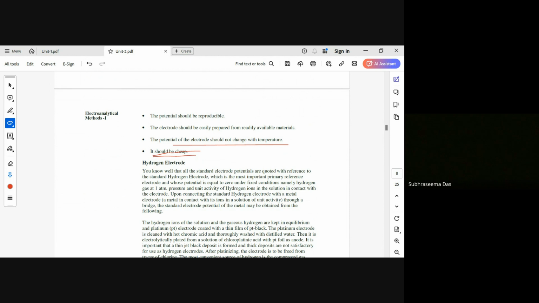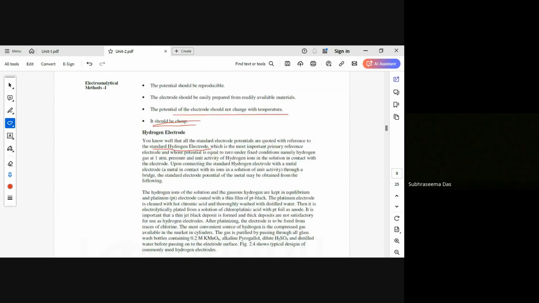Now, one very common reference or standard electrode that we all know is the standard hydrogen electrode, or we call it the SHE. This is the most important primary reference electrode, and the potential is equal to zero under fixed conditions, like at 1 atm pressure and unit activity of hydrogen. So this is why the SHE has been unanimously accepted as a standard electrode for calculations.